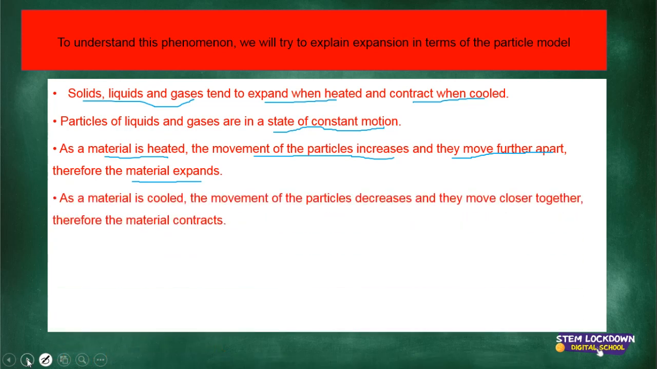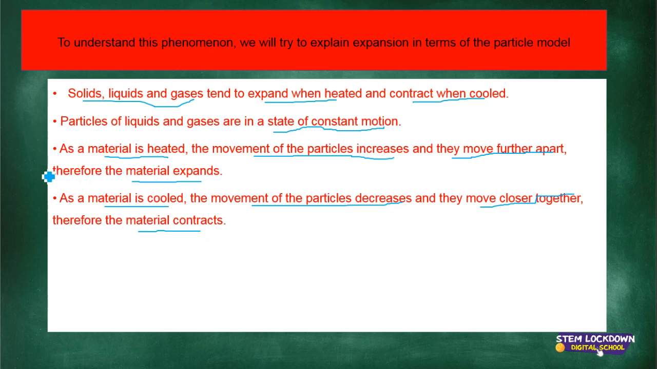Okay, so now let's see what happens when a material is cooled. When a material is cooled, we say that the movement of the particles decreases. I'm very proud of myself, I almost drew a straight line. So when the material is cooled, the movement of the particles decreases, and now when it is decreasing, the particles move closer together. Sorry about that. And then we say that the materials contract.